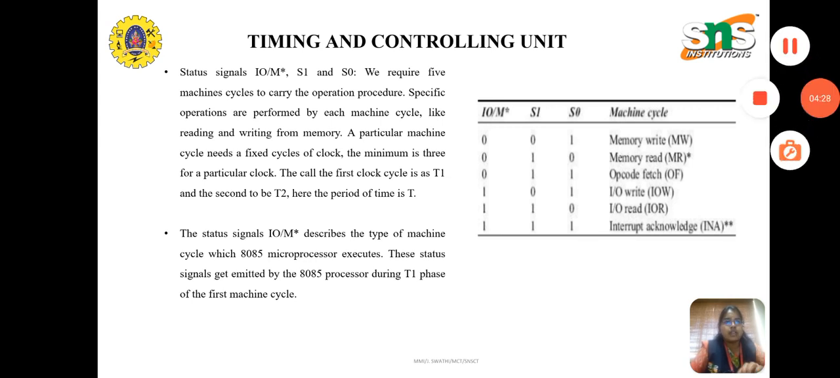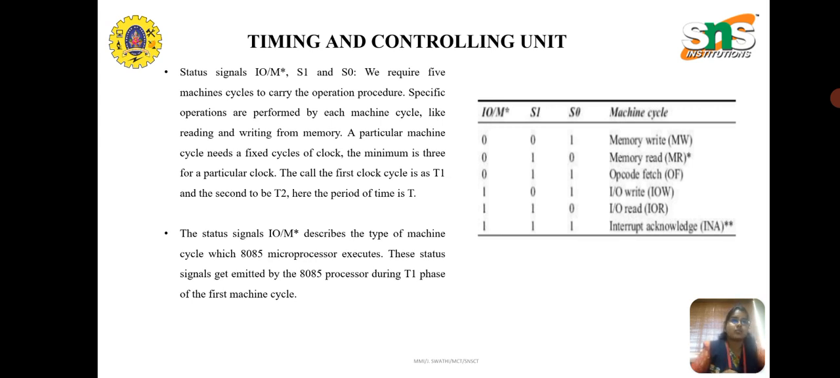So finally, the timing and control signals can be described as the X1, X2 crystal generator, the total frequency needed for the 8085, and the frequency the crystal gives for the 8085. Depending upon the status signals IO/M, S0 and S1, we know the machine cycle and what the 8085 is doing in each state. We have discussed that here.